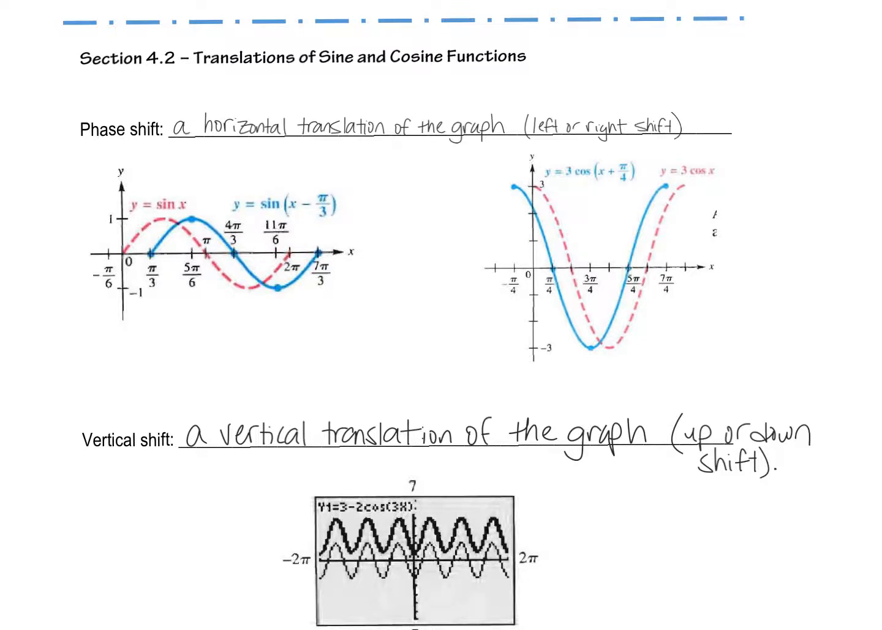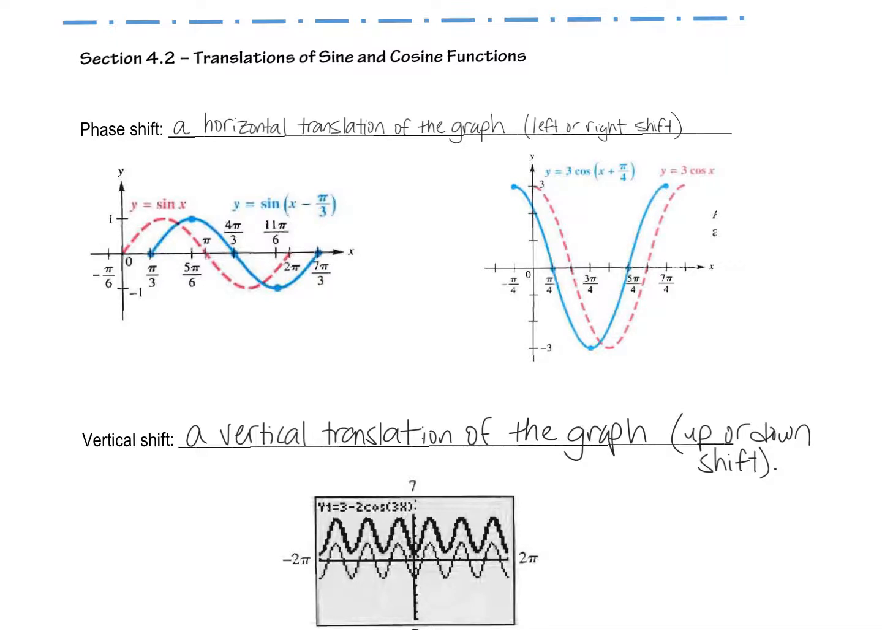Same thing for this cosine graph here. We have our regular cosine graph, but it has an amplitude of 3, and that's why it's a little bit more humpy. So it started at 3 instead of 1, and it goes down to negative 3 instead of negative 1. But you can see that it's plus pi over 4 here in the parentheses, and that means to the left pi over 4 units. So instead of starting at 0, 3, they started at negative pi over 4, 3. So it's literally like dragging all 5 of those points that we graph to the left pi over 4 units, and it's just a shift.